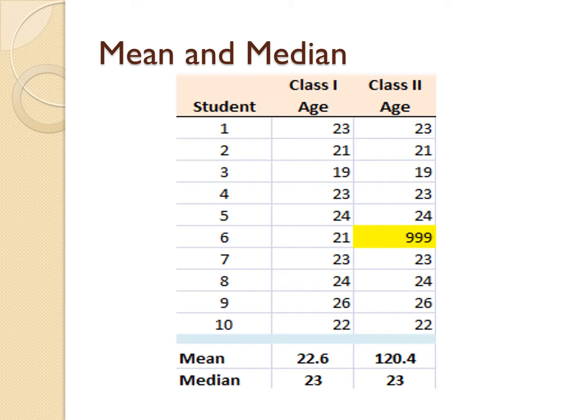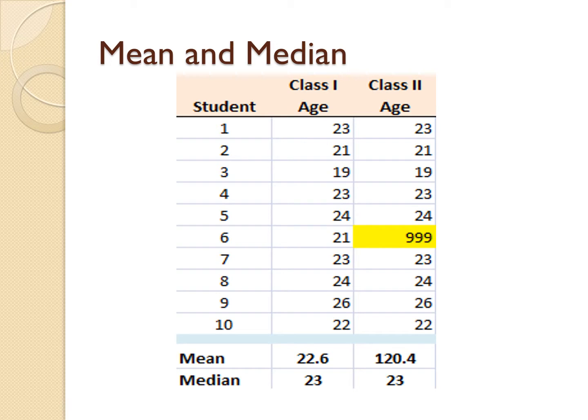Let's look at two classes of students with 10 subjects each. And let's say the variable of interest is age. Let's assume that the two classes have the same students with the same age, except one of the students in class 2 reported the age to be 999, which is obviously an outlier.